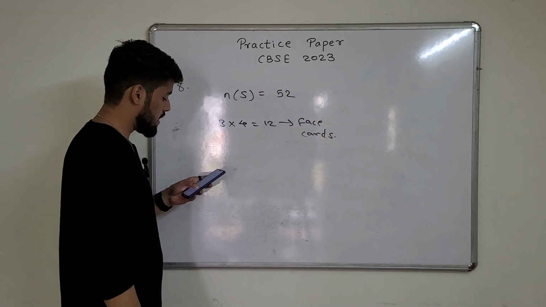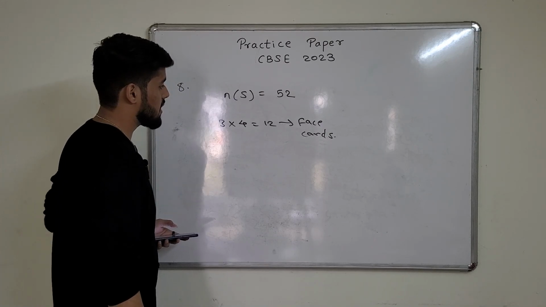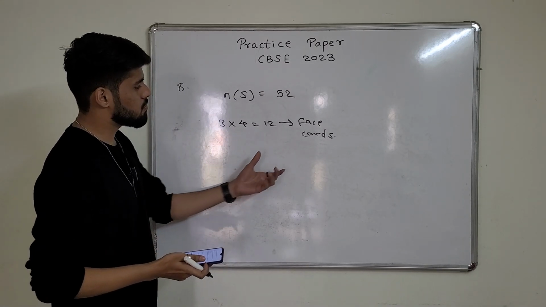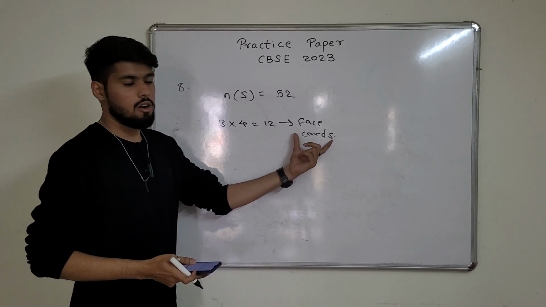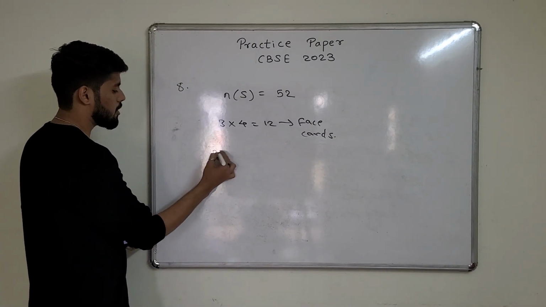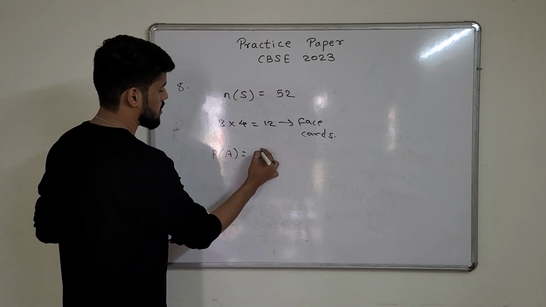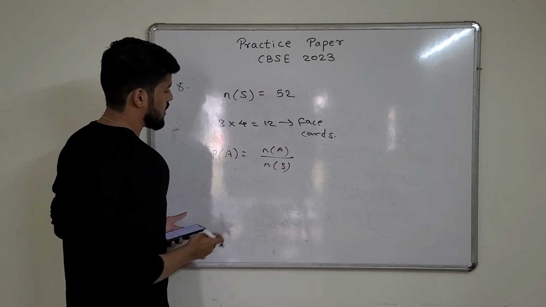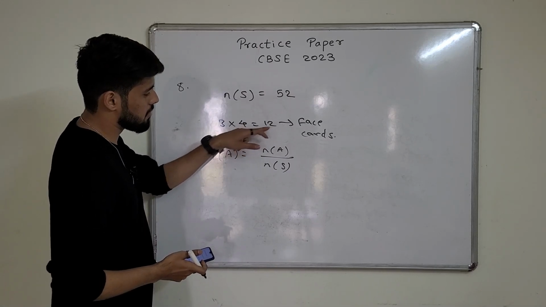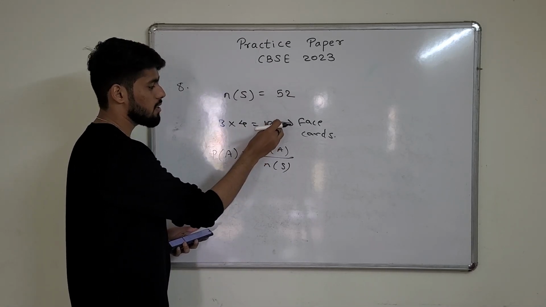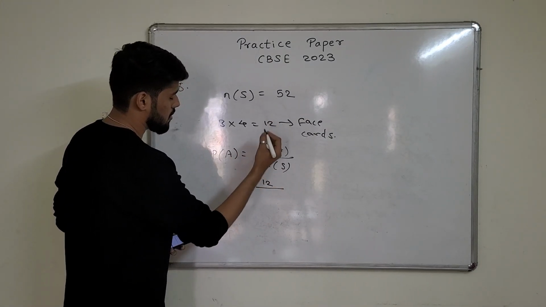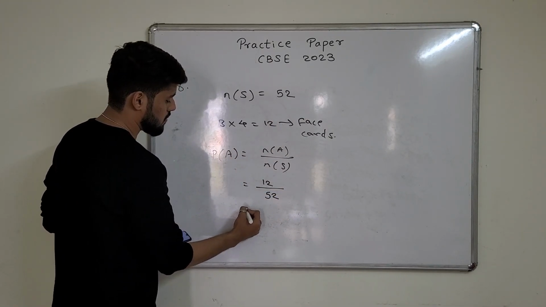So the probability of getting a face card: we will assume the event A of getting a face card. The probability of event A will be n of A upon n of S. What is n of A? n of A is nothing but 12, because in our whole deck there are 12 face cards. So 12 upon 52, just solve it.